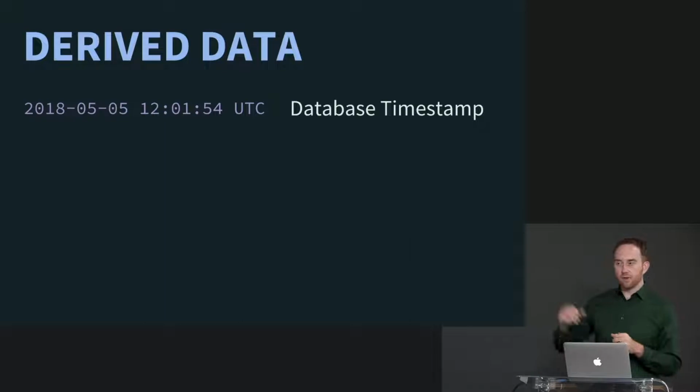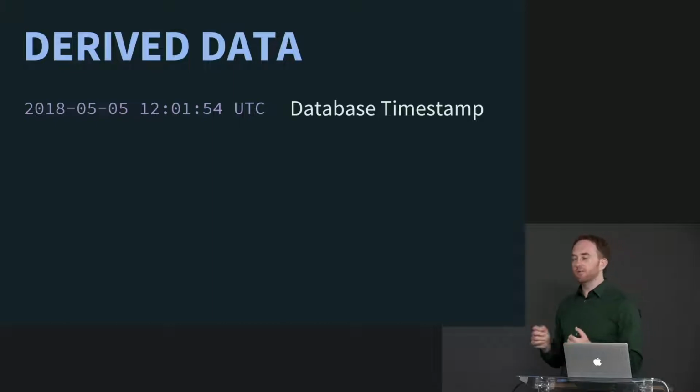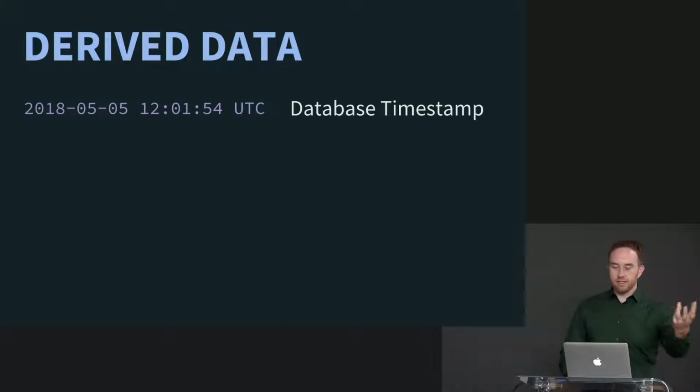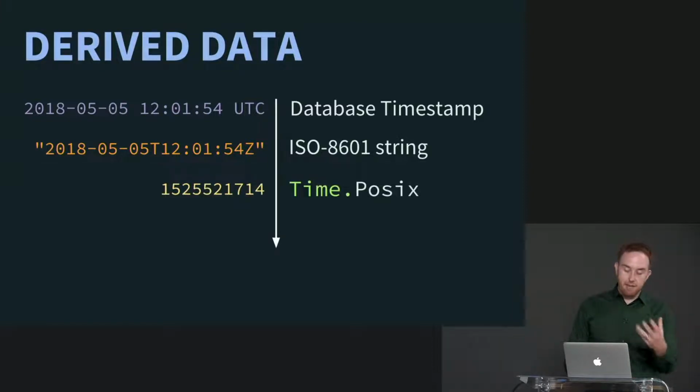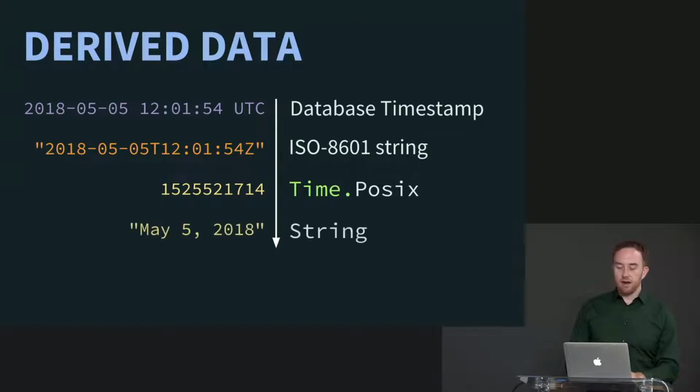Usually, if the server thinks one thing and the client thinks a different thing, generally speaking, the server is going to win. So if you're going to have to pick one source of truth, it's usually best to assume the server is correct. So this is coming back from the server. It's coming across the wire in ISO 8601 string format. It's a string. It's going to come across in some JSON blob, and we're going to decode that into a time.posix. And from there, we're going to translate that. We're going to render it to the end user as a nicely formatted human-readable string in the client.